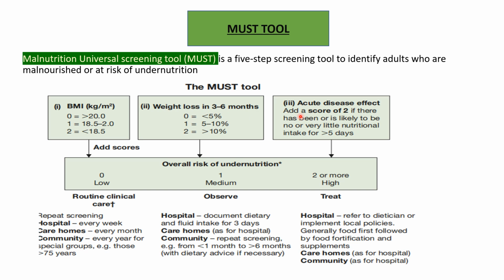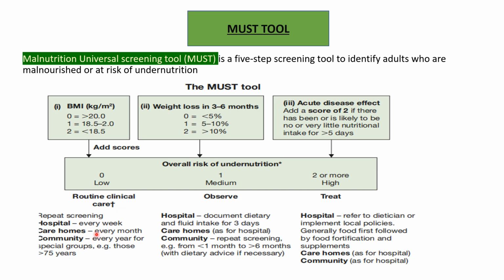Then you add these scores and determine the overall risk of undernutrition. If your patient scores 0, they are at low risk of undernutrition. If they score 1, they are at medium risk. If they score 2 or greater, they are at high risk of undernutrition. Depending on the score, you will then know what you are going to do for this patient.